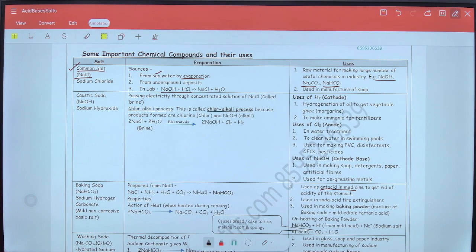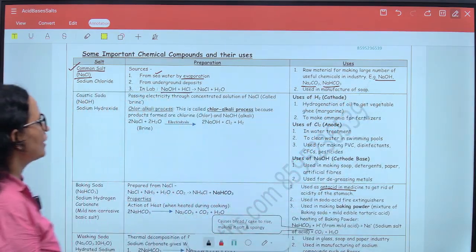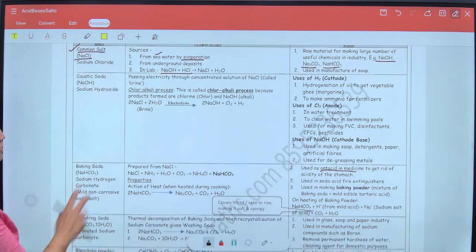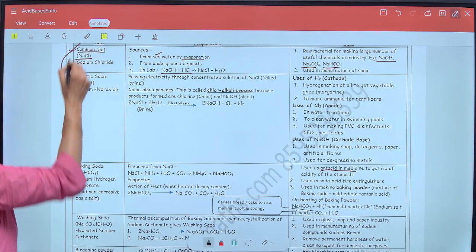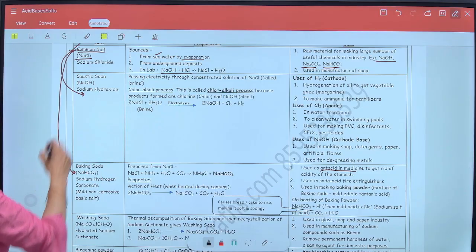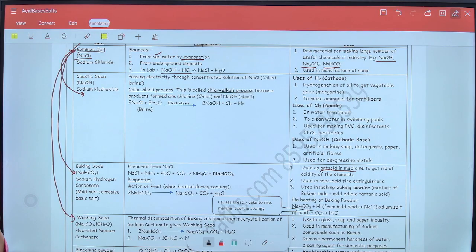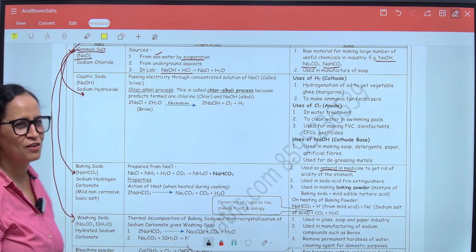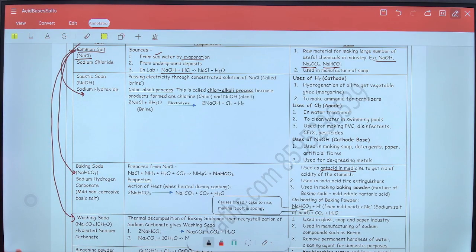Next is NaOH. Now the use of NaCl is, it is used in the industry to produce NaOH, Na2CO3, NaHCO3. So from the common salt, you get NaOH. From the common salt, you get NaHCO3. From the common salt, you get Na2CO3. So don't underestimate the power of common salt. It is very powerful. It is used as the basic reactant to produce NaOH, NaHCO3, Na2CO3, all the next three compounds that we are going to talk about.